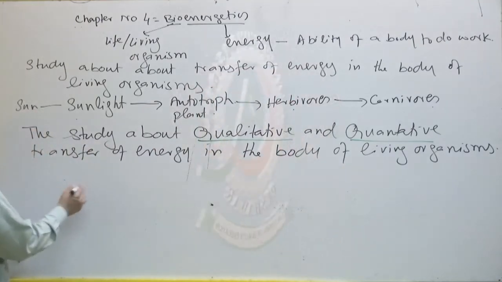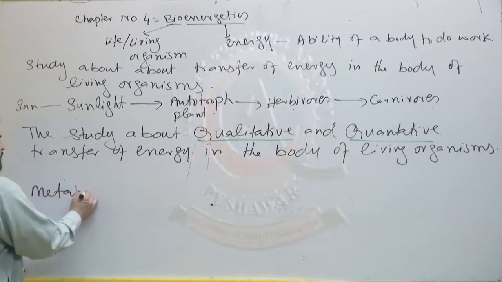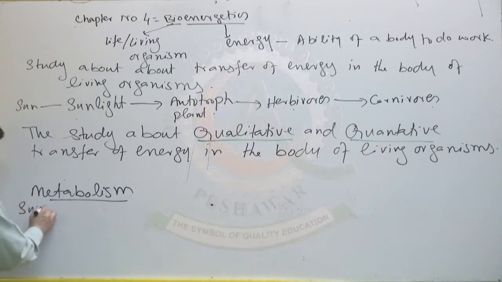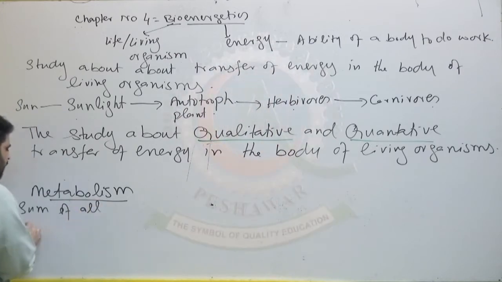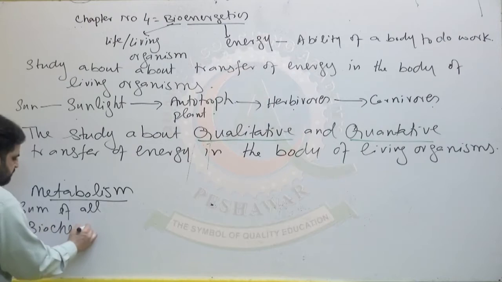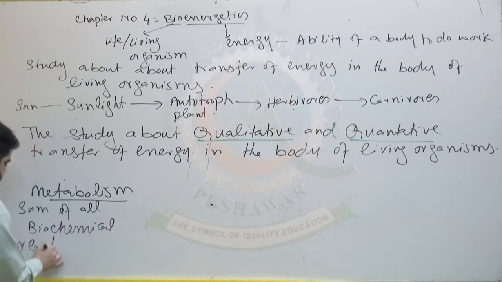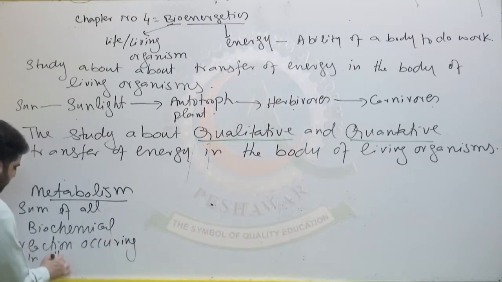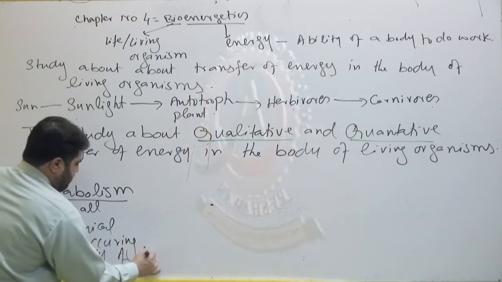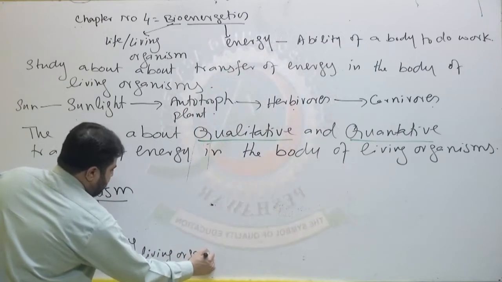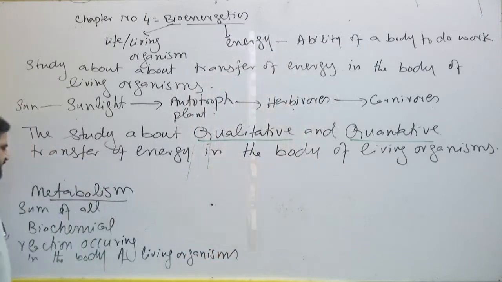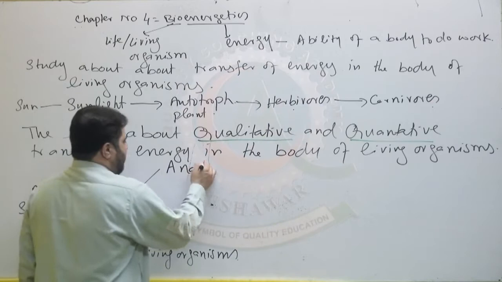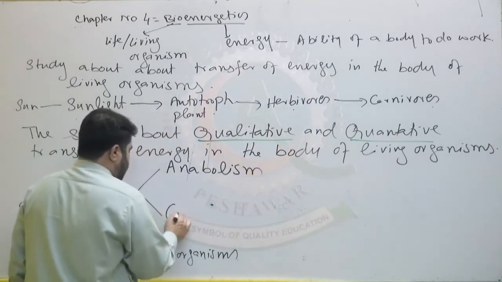Now here we are discussing the term metabolism. Metabolism means the sum of all biochemical reactions occurring in the body of a living organism. Metabolism is divided into two types. One is called anabolism and another is called catabolism.